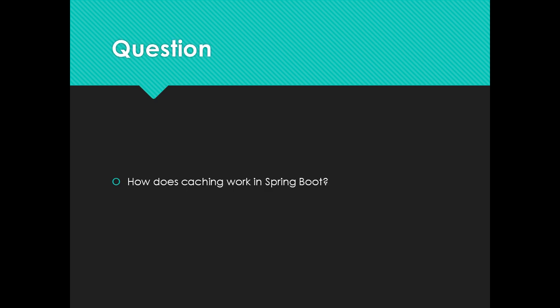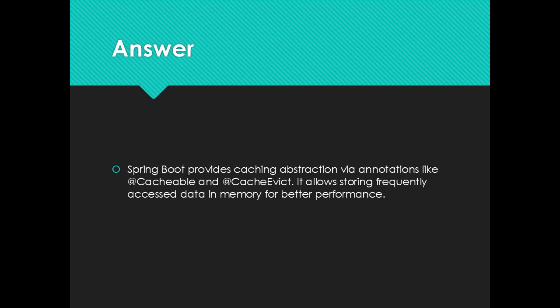Question 15. How does caching work in Spring Boot? Answer: Spring Boot's caching abstraction allows you to cache data using annotations like @Cacheable and @CacheEvict. It integrates with different caching providers like EhCache, Redis, and others to store frequently accessed data, improving app performance.